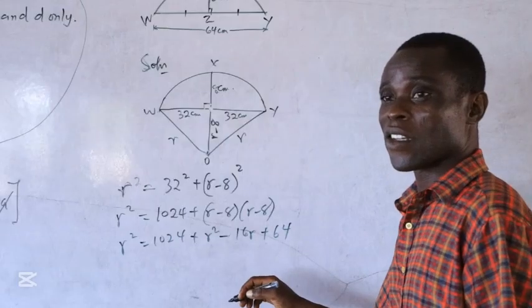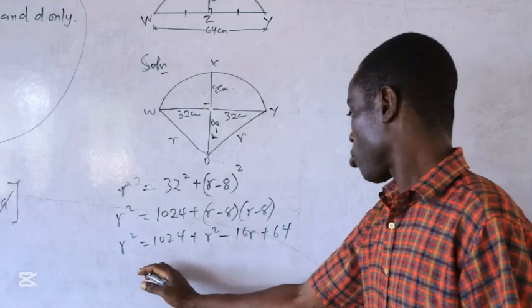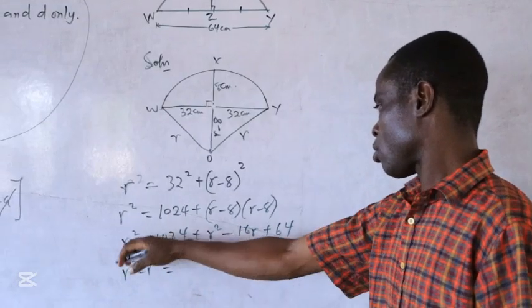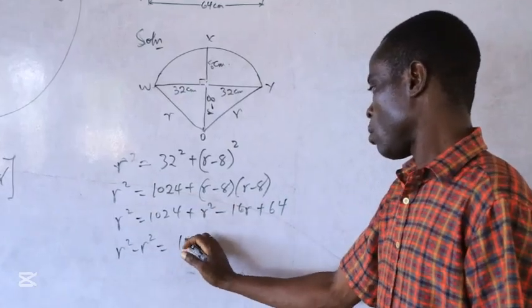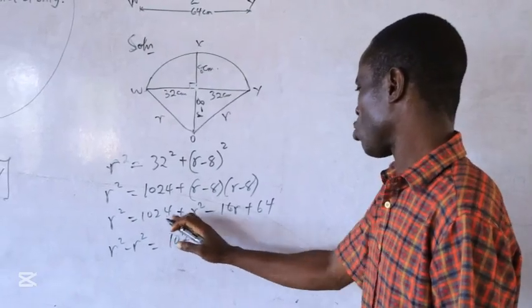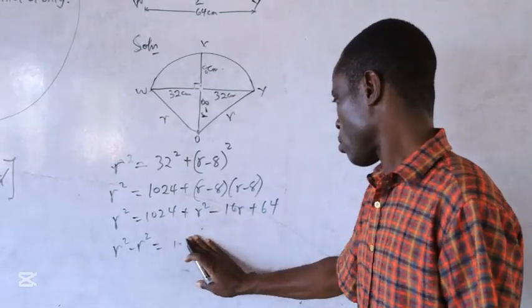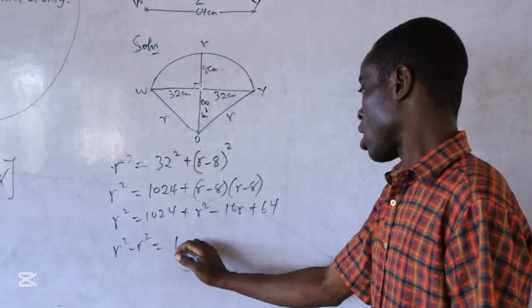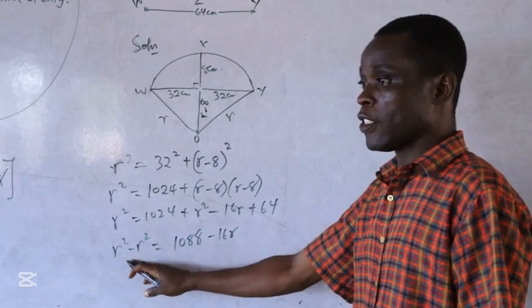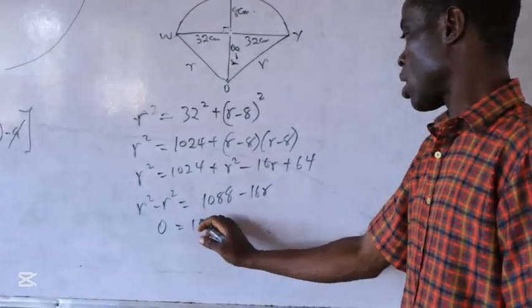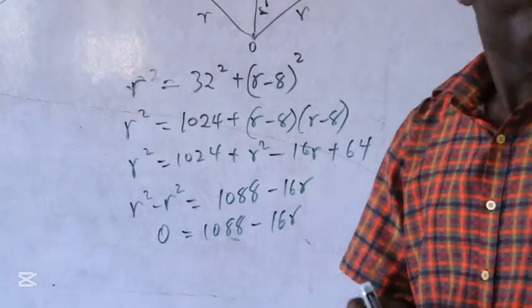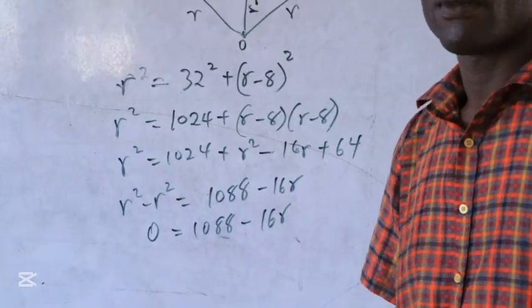Is that okay? Is that clear? Yes, sir. Okay. R squared minus R squared is equal to, I've subtracted this one from the other one. 1024 plus 64 is 1088 minus 16R. Where this one will give us 0, right? 0 equals 1088 minus 16R. What? It's not clear.